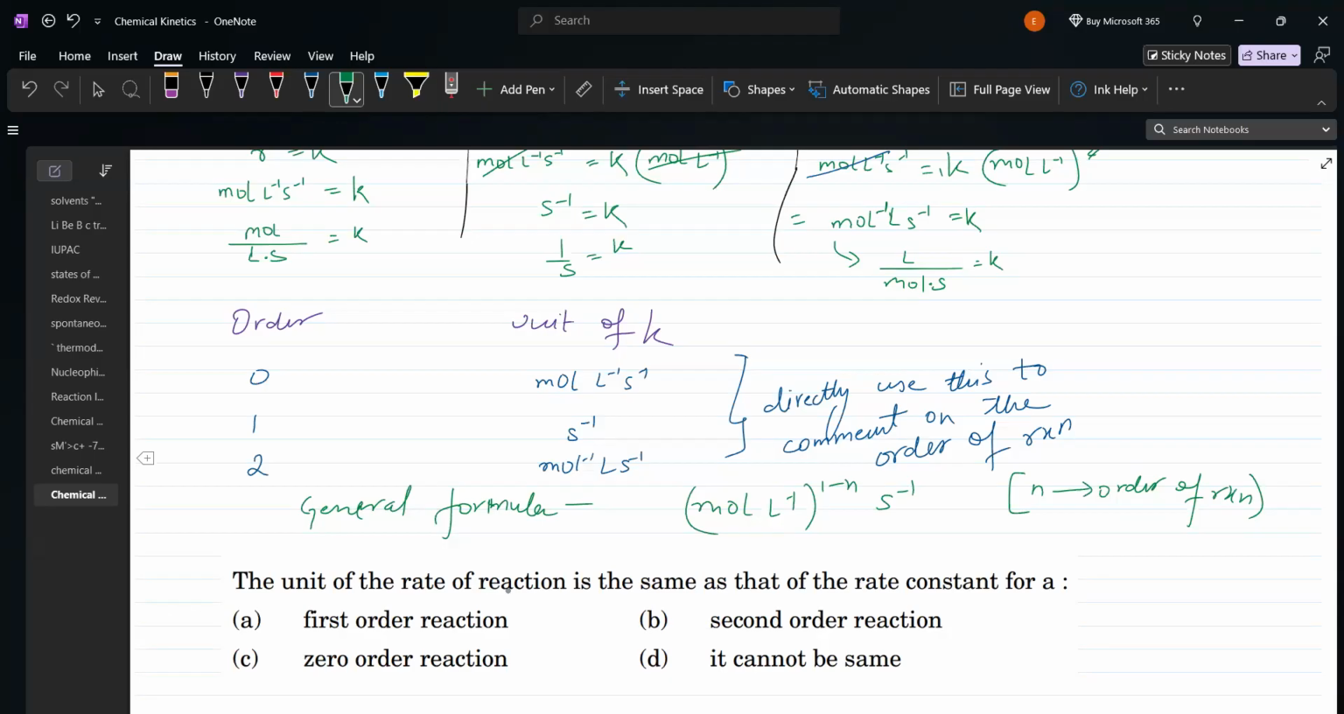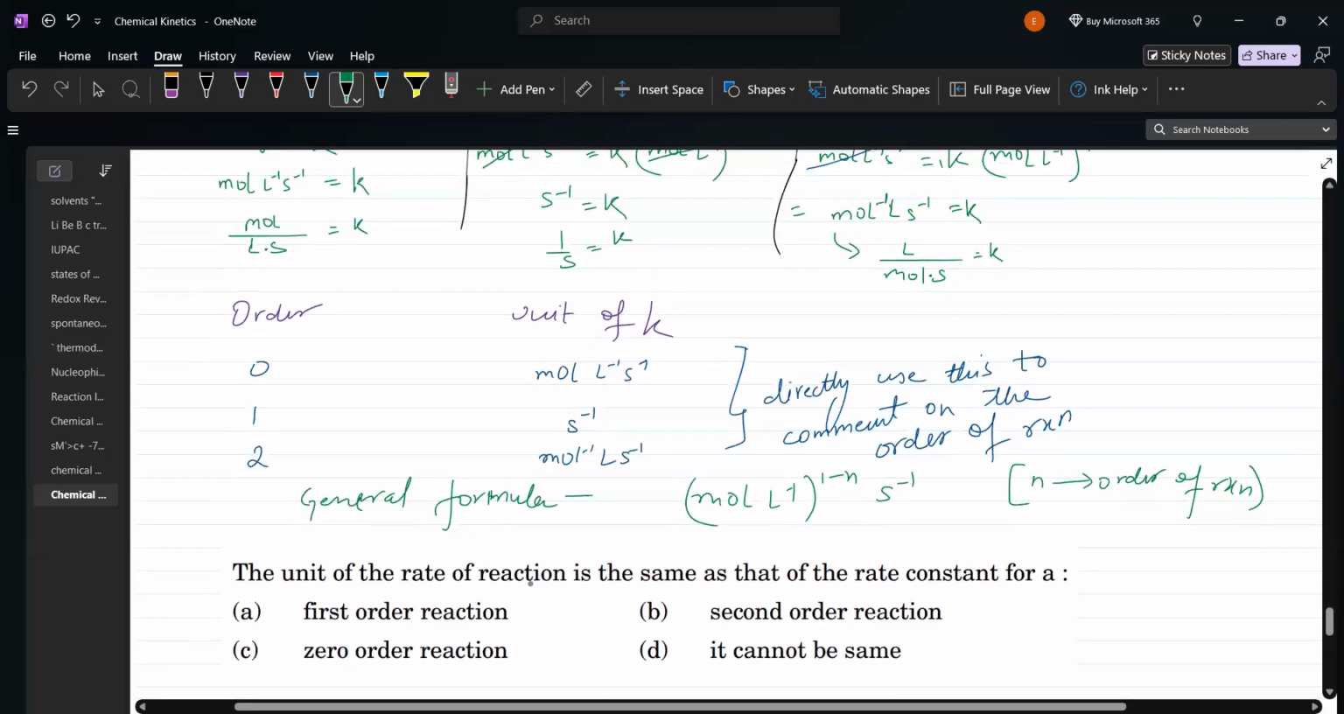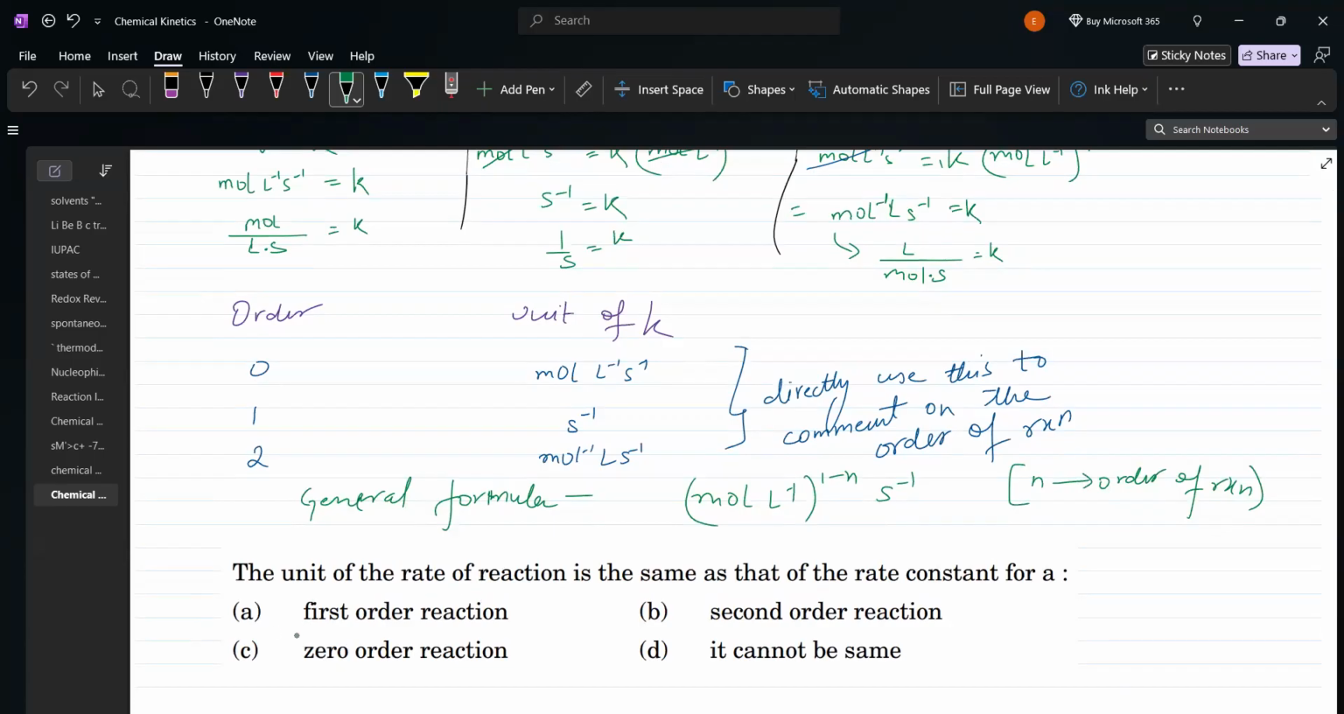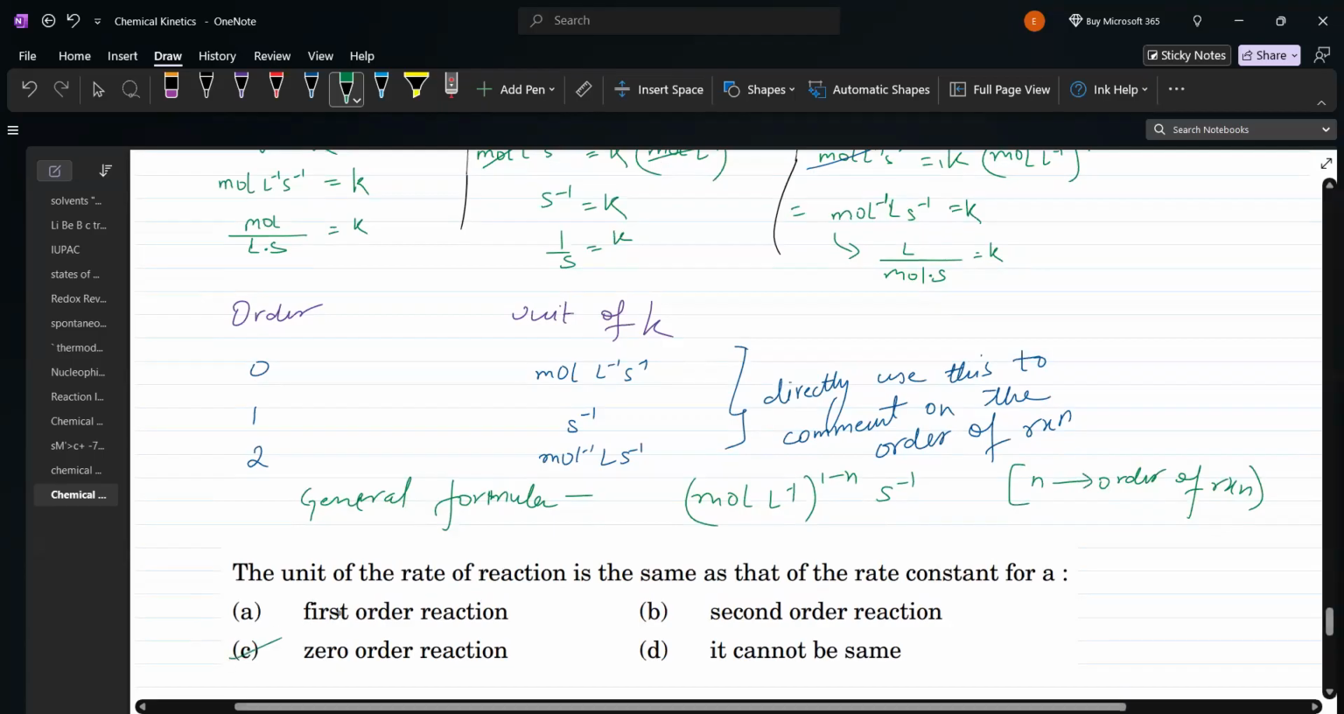Rishita, can you see the unit of rate of reaction is the same as the rate constant for a zero order reaction. So in rate constant, we have options: zero, first, second. For zero order reaction, we have mole per liter per second. This is the rate of reaction only. Obviously, then zero order will be the correct answer. Okay.